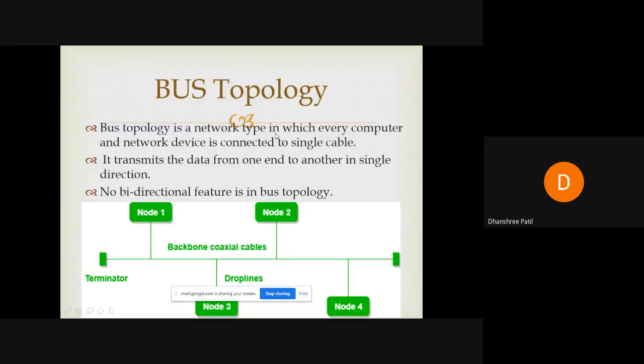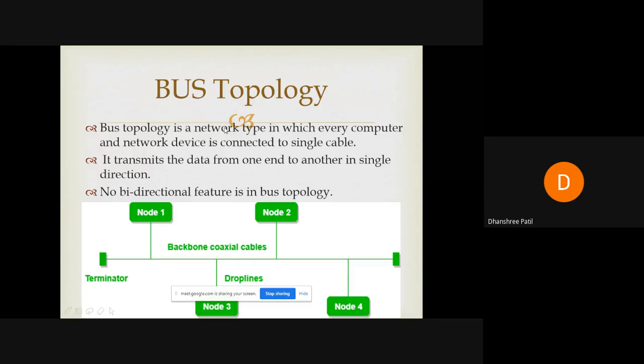Okay, so there are some types of topologies. For example, bus, star, tree topology, hybrid topology, and mesh topology. So these types are there. We will quickly see these types. The first one is the bus topology.